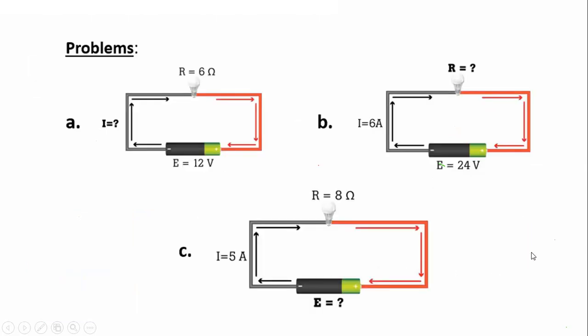Here are a few problems, and in all of them you need to find the unknown values. The first one, the current is unknown. In the second one, the resistance is unknown. Whereas in the third one, the voltage is unknown, the EMF of the battery is unknown. So you can easily solve all of them.